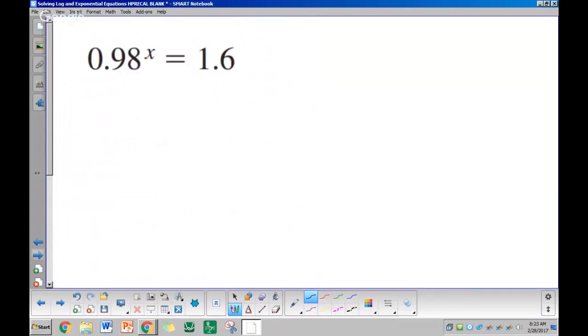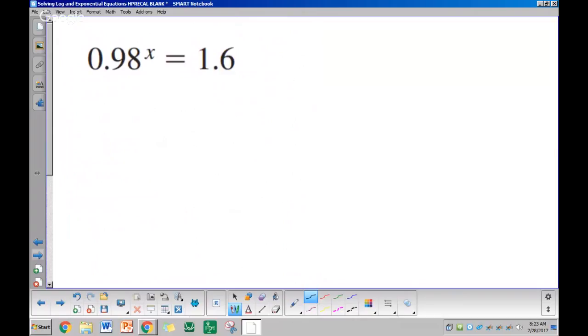All right, next one. So this is an exponential equation. Could I take log base 0.98 of both sides? Is that going to help us much?